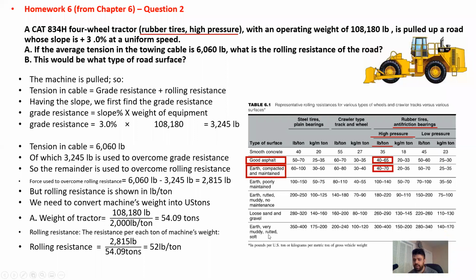And for very muddy and rutted or soft soil, why is soft soil bad? Because the tires can penetrate into the soil. If you remember, I said, imagine riding your bicycle on the seaside, on sand. So your tire penetrates into the soil and it becomes a lot harder to pedal, to move it, okay? So that's why soft soil has a higher rolling resistance. But this is good asphalt and the rolling resistance is relatively low. Any questions on this one?